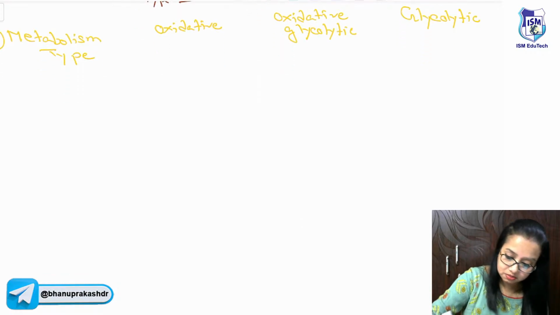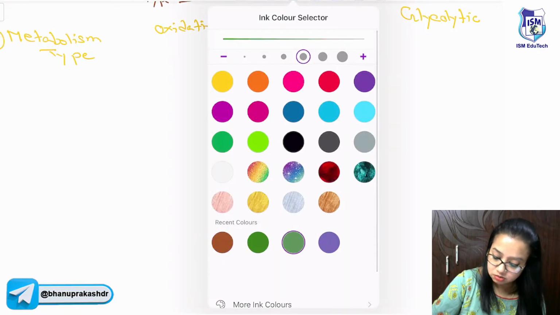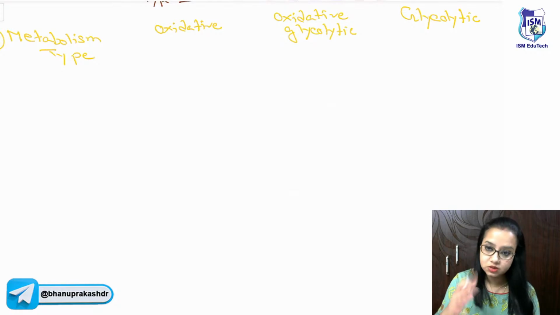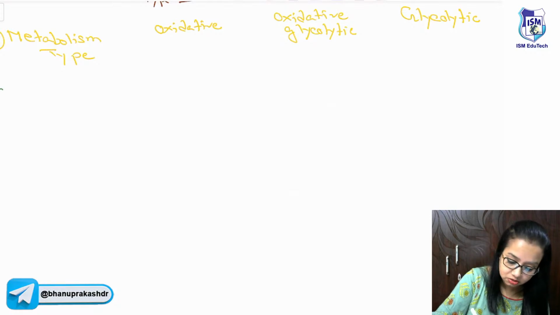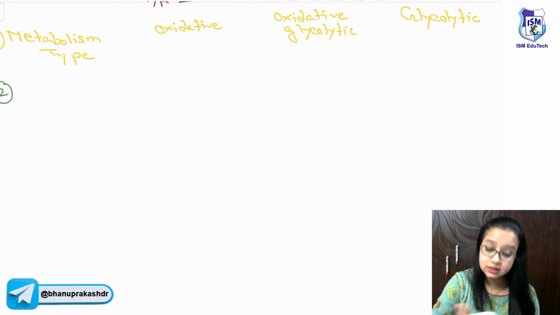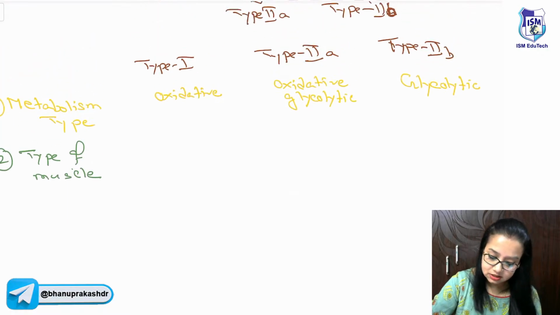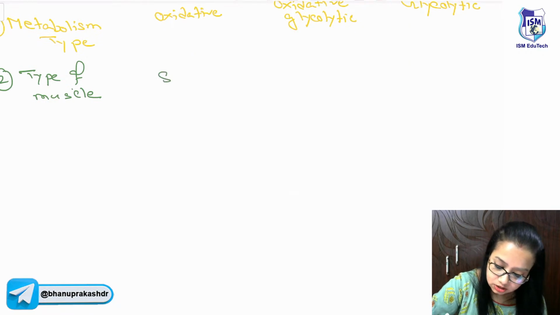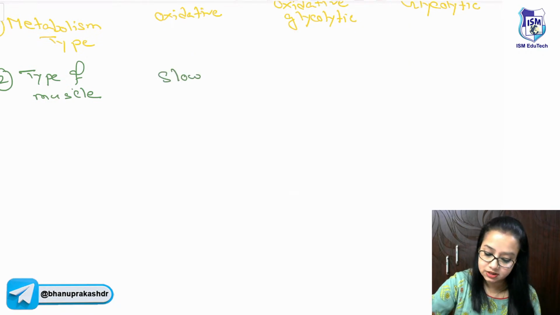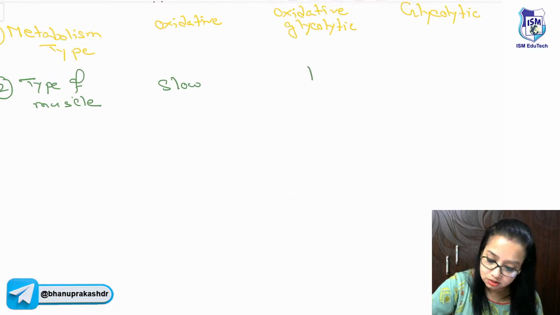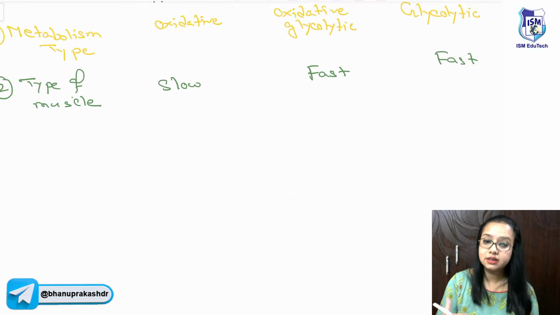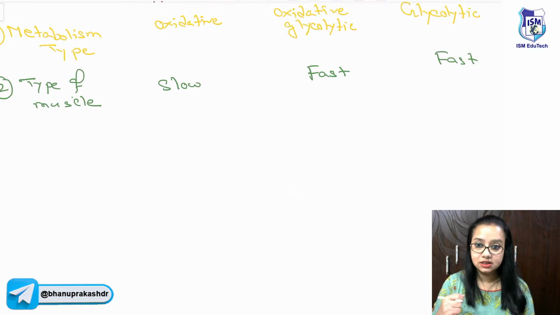Now going by the type of twitch, like how fast a twitch is. We will come back later to what a twitch means. Usually type 1 is the slow type, whereas type 2, both of them, are fast and fast. This is in terms of twitch, like how fast there will be a wave of contraction and a wave of relaxation.